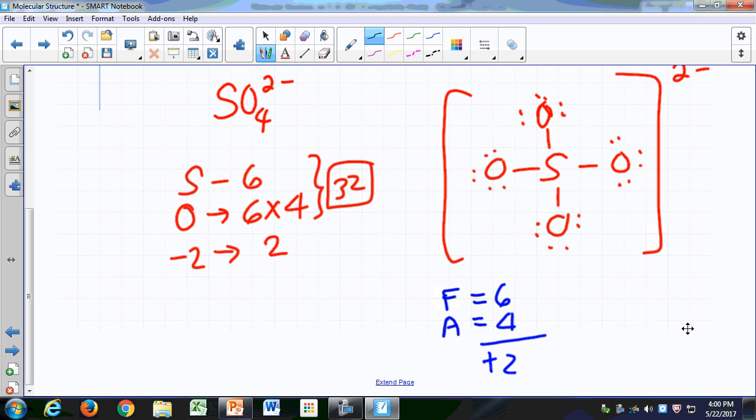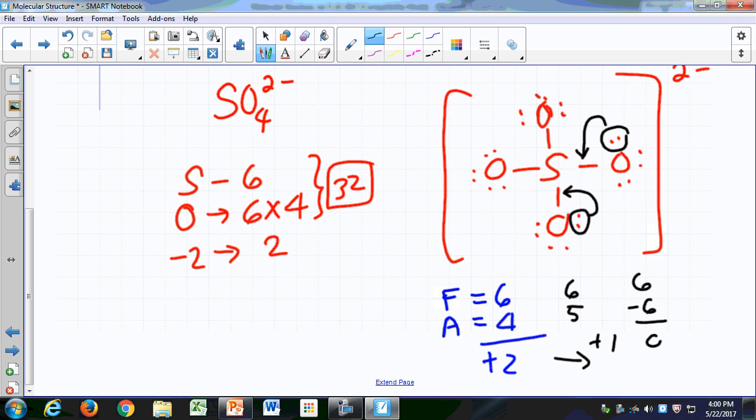You can imagine moving one of these lone pairs over here to form a double bond. That would give the sulfur an extra electron because half of that pair will now belong to sulfur. That brings it down, so it will now appear to have 5. 6 minus 5 is +1. In fact, you can move another one there. That would give sulfur another electron that it will appear to own. So 6 minus 6, that would give you a 0 formal charge.